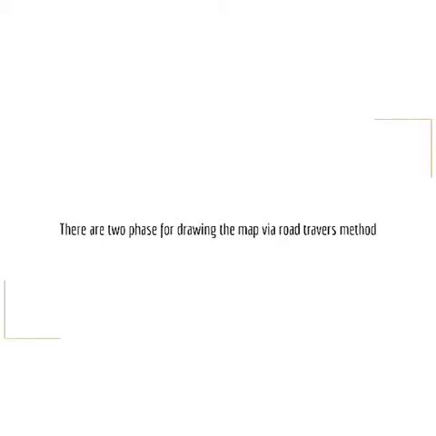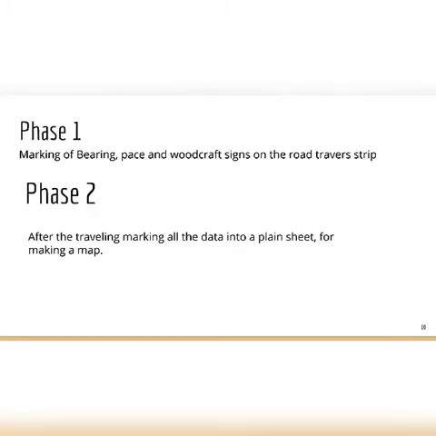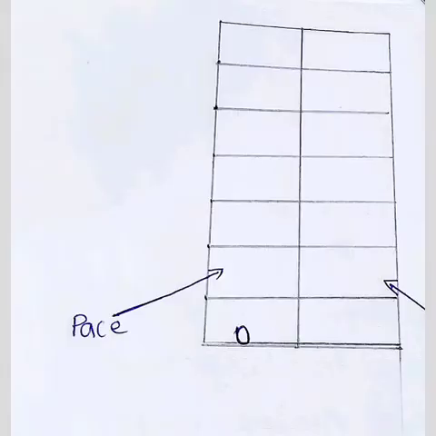Generally, there are 2 phases for drawing the map by road traverse method. Phase 1: marking of bearing, pace and woodcraft signs on the road traverse strip. Phase 2: after the travelling, marking all the data onto a plain sheet for making a map. Phase 1. For example, a person starts his journey from point A to point E. First mark 0 on the left side of the road traverse strip distance column.